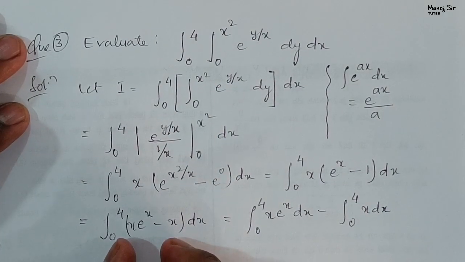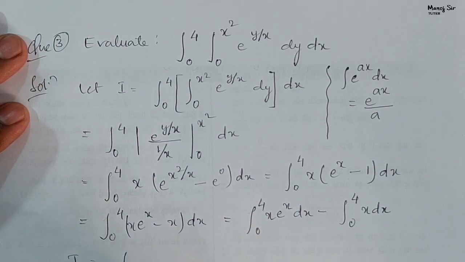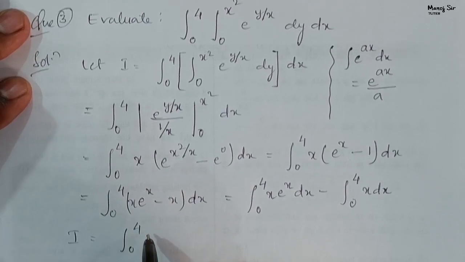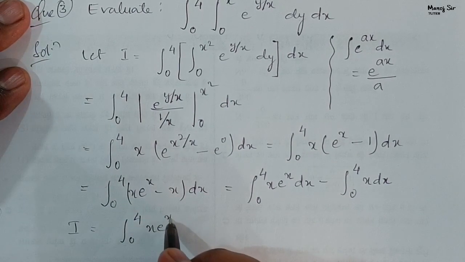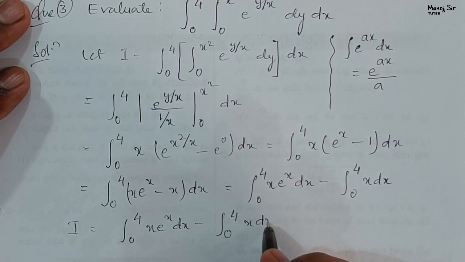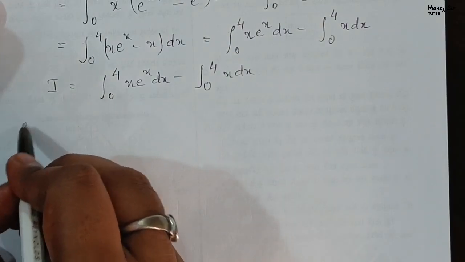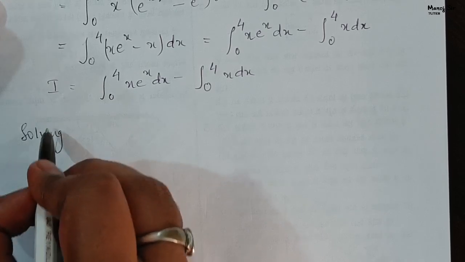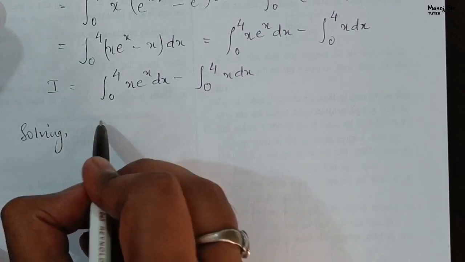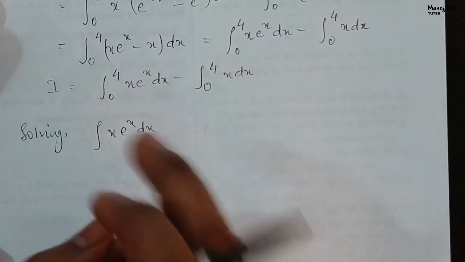Here we had two terms, so we have separated both the terms. Now first we have to solve this part. Let's say I equals the integral from 0 to 4 of x e to the power x dx minus the integral from 0 to 4 of x dx. First we will solve this part, that is the integral of x e to the power x dx. We are not considering the limit, 0 to 4, for now.